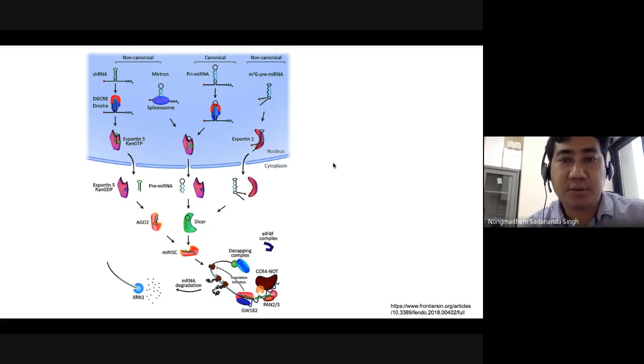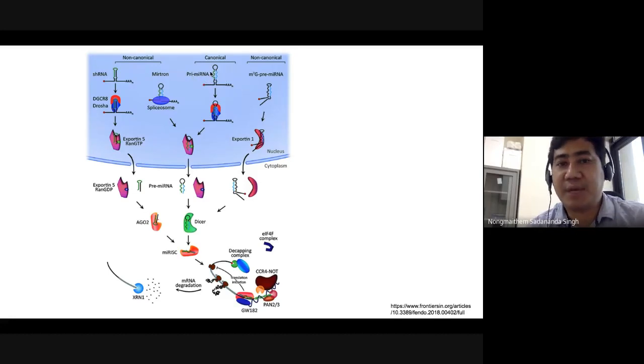Okay, so in microRNA, as we talked about, small RNAs are around 20 base pairs long, and most of the microRNAs are around 22 nucleotides in length. And there are three ways that you can get the microRNA. One is the classical or canonical microRNA, wherein you get a transcript which is longer than the mature microRNA, which is called the primary microRNA.